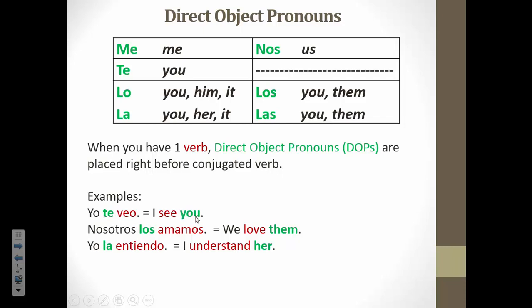Notice it's a little different in English. In English, you put it after the verb. So we'll have to get used to this before the verb. Literally, it's I see you, and we have to work backwards a little bit.